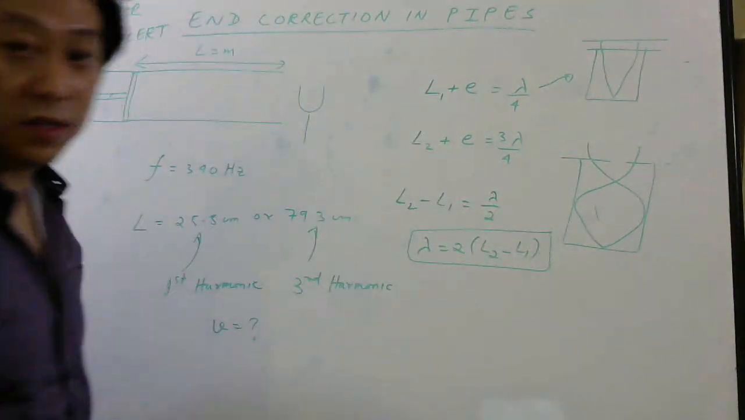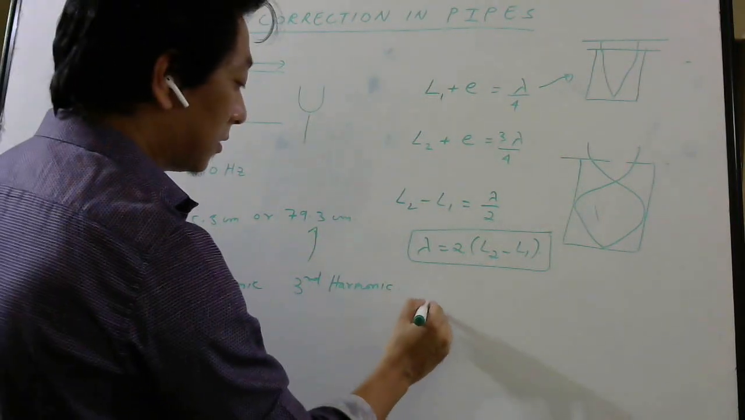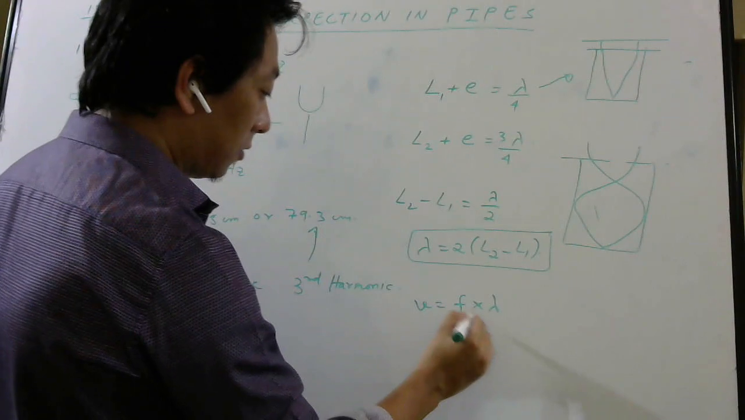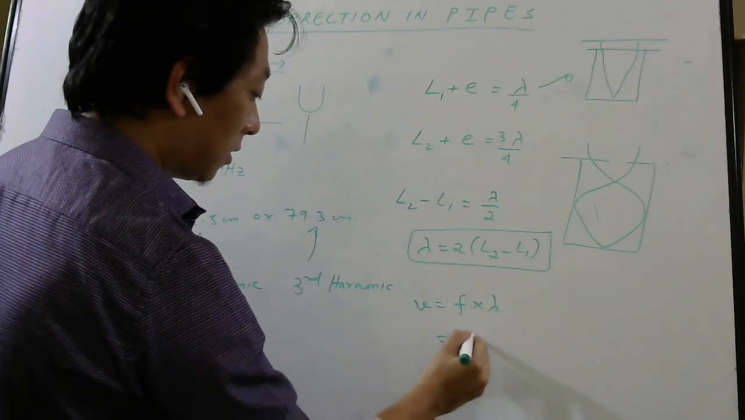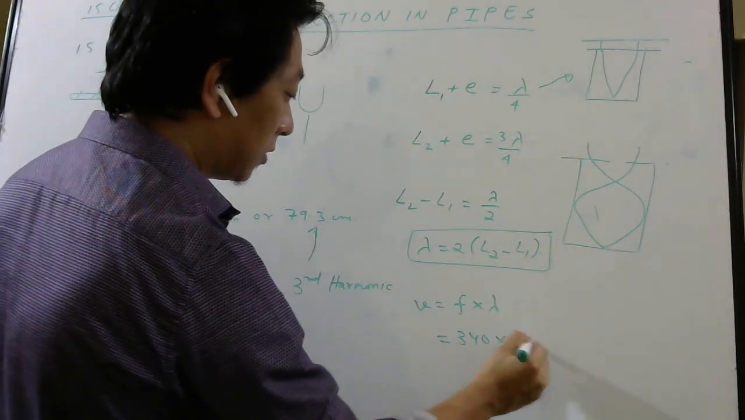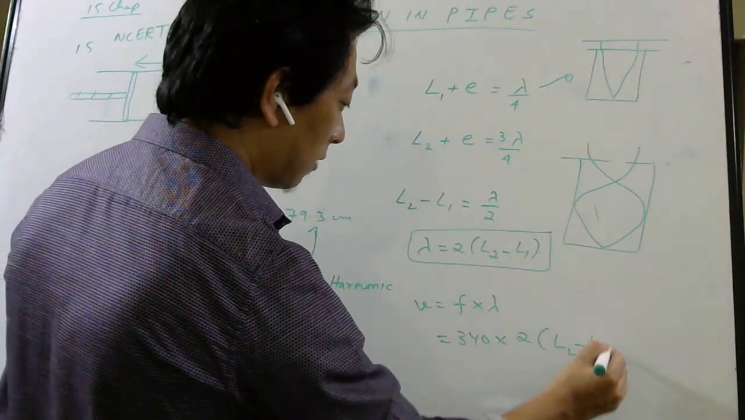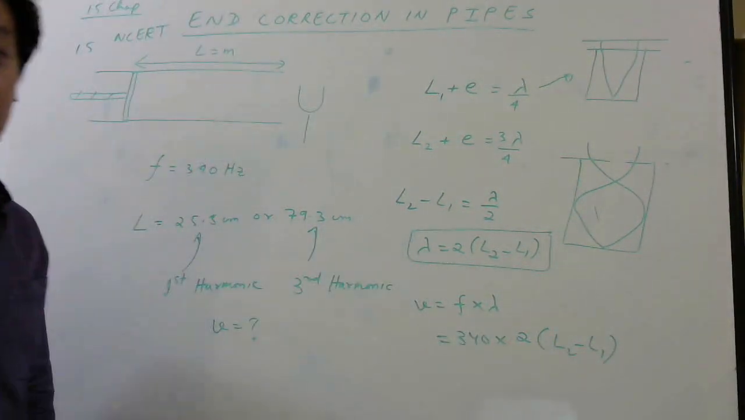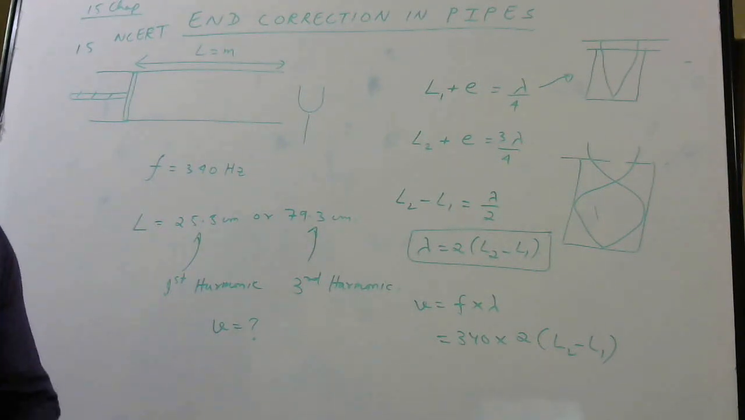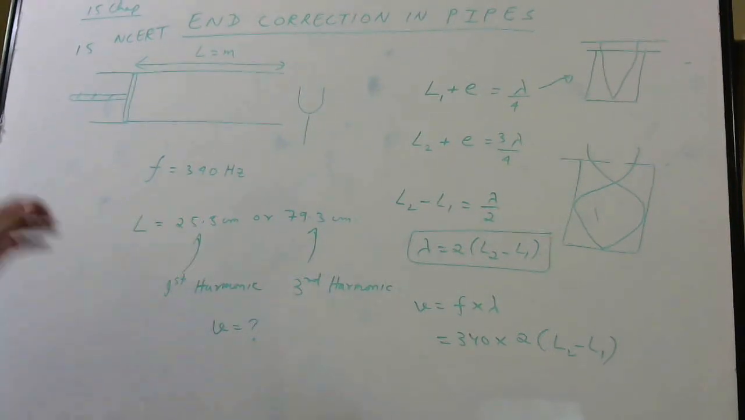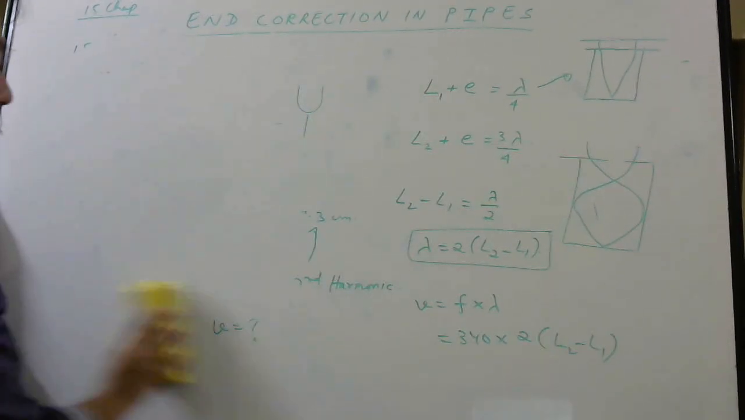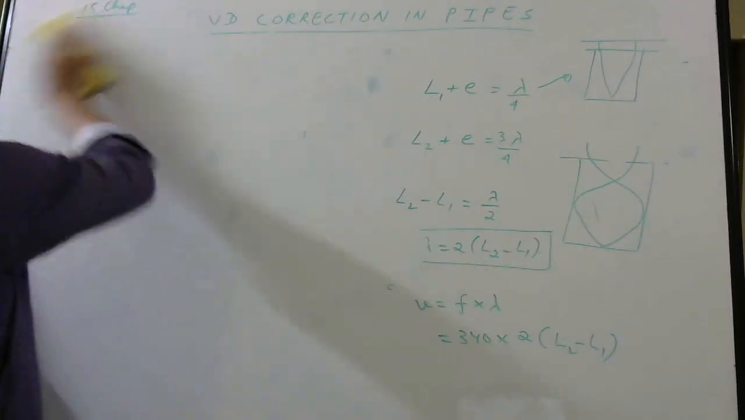Once you know this, you can find the velocity by writing frequency into wavelength. The frequency of the tuning fork you know already, 340, into wavelength, which is 2 (L2 minus L1). Now L2 and L1 are mentioned to you, so you can easily calculate. I hope you understood the use of end correction in such problems. So we have completed standing waves, including the end correction.